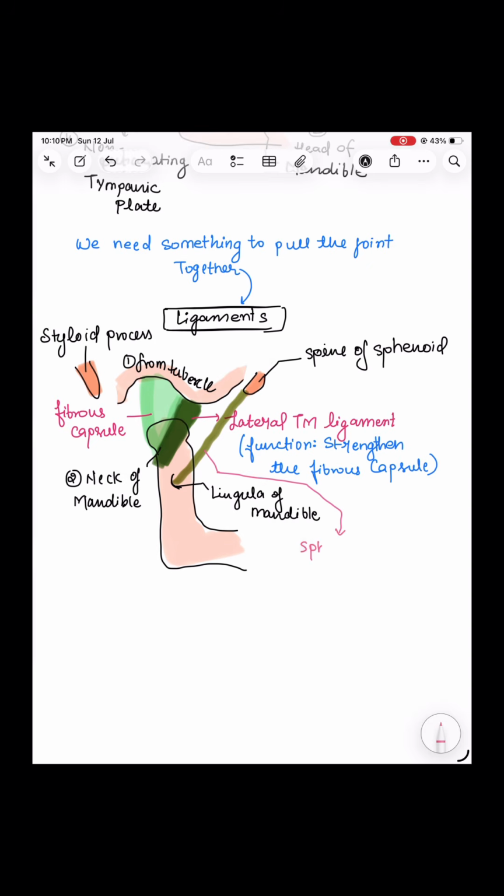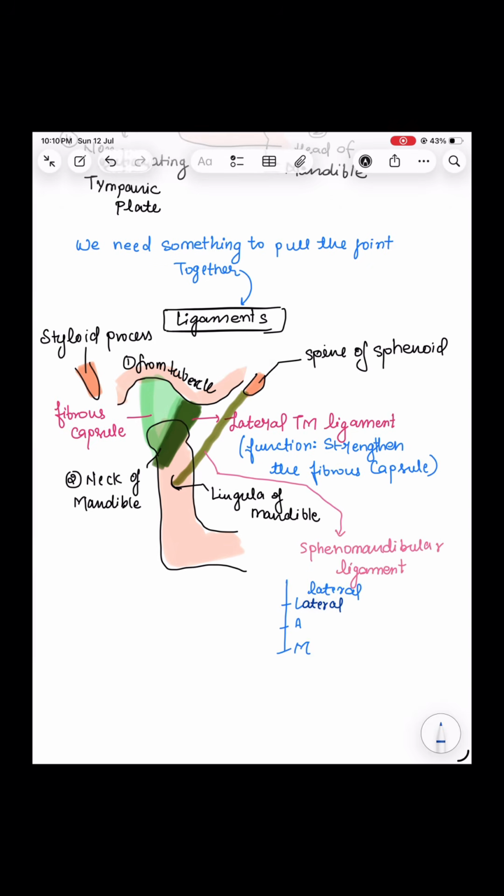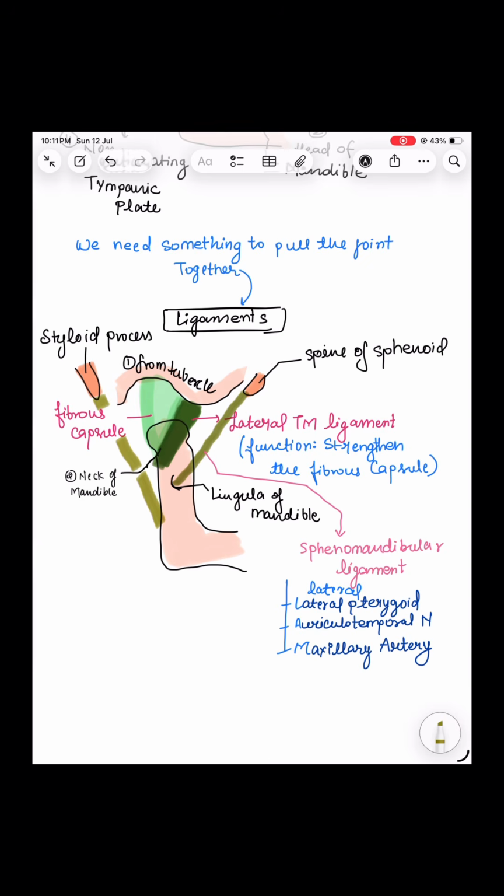Anteriorly arises the sphenomandibular ligament, which is laterally bounded by the lateral pterygoid, auriculotemporal nerve, and maxillary artery. And posteriorly, from the styloid to the maxilla, we have the stylomandibular ligament, whose function is to separate the parotid from the submandibular gland.